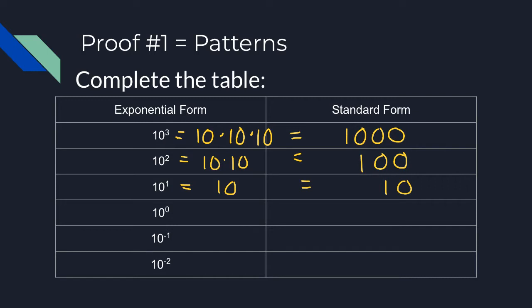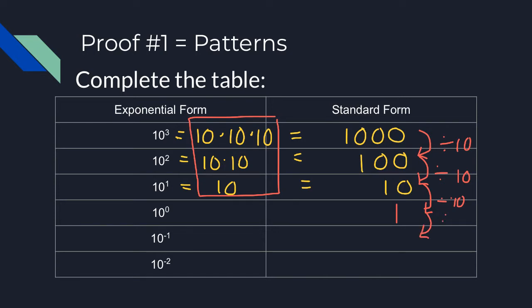Now let's look at patterns. You're going to notice that every time I move down one level, I am dividing by a power of 10. I have one less factor of 10. So if I took 100 and moved down one, I'm getting rid of one of those factors of 10, or in essence dividing by 10. So if I continue to do that, I will get 10 divided by 10, which is 1.